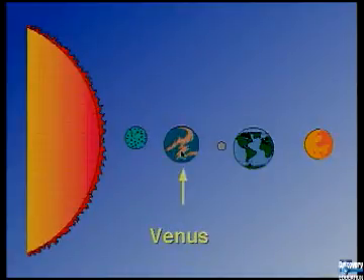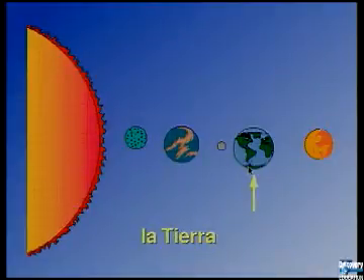Venus es el tercer planeta. ¿Sí o no? ¿Es el tercer planeta? ¿Sí o no? No, no. Primero, segundo, tercero, cuarto. No. Venus es el segundo planeta. La Tierra es el tercer planeta. ¿Es el tercer planeta? ¿Sí o no? Pues sí. La Tierra es el tercer planeta. Primero, segundo, tercero, cuarto. El tercer planeta es la Tierra.